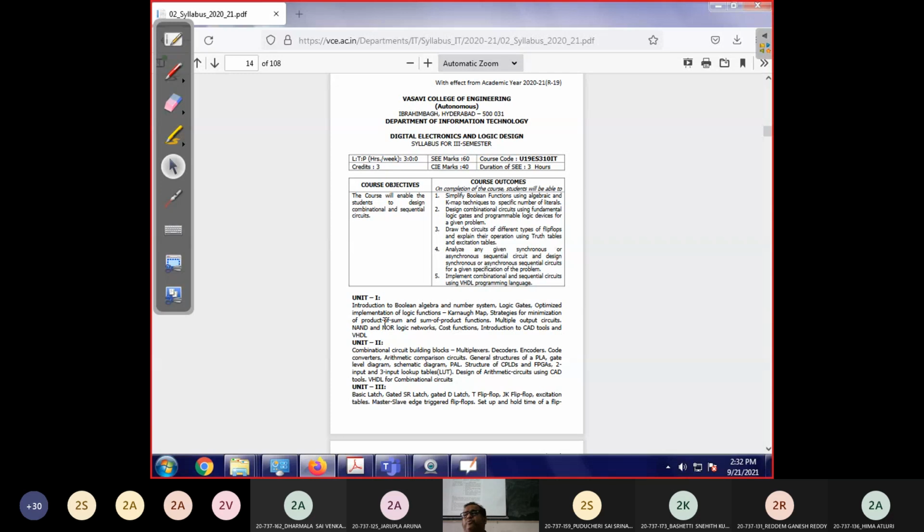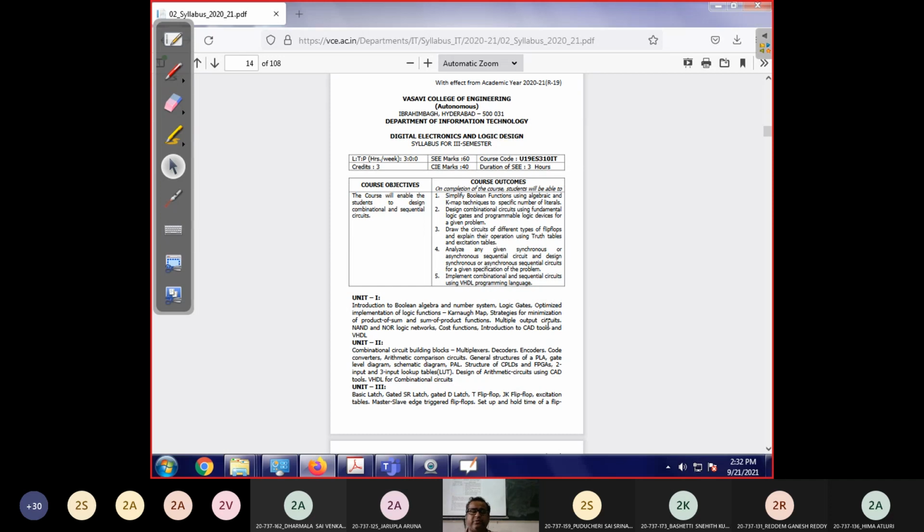How can you reduce the number of outputs coming from the circuit? All these things we'll try to understand in the first unit. How can we apply Boolean algebra concepts in order to reduce the number of logical gates, and the number of bits, inputs to the circuit? All these things we'll try to understand based on the concept of Boolean algebra.